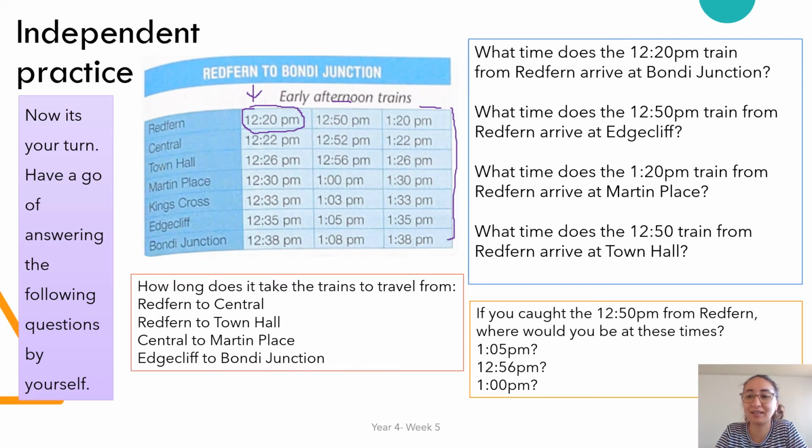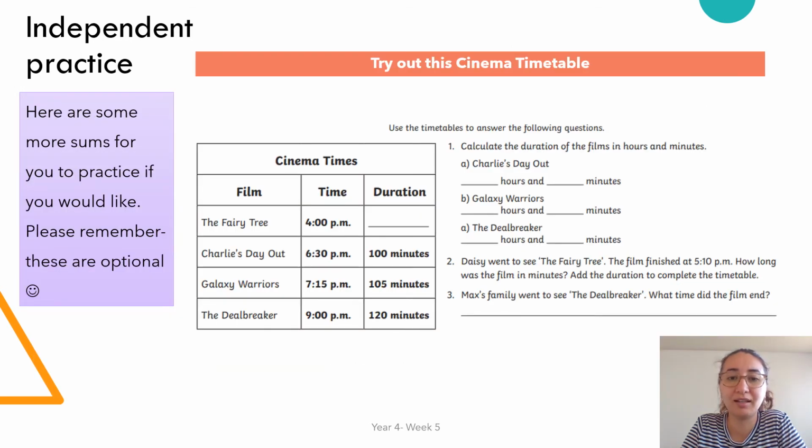Again, the next slide, guys, is optional. Here we've got a cinema timetable, so it's a bit different, but the same concept. So we've got our movies over here, the 4 movies at the cinema. Here is the time that they start, and then they actually give you how long the movie will be. So they don't tell you when it finishes. You're going to work that out.